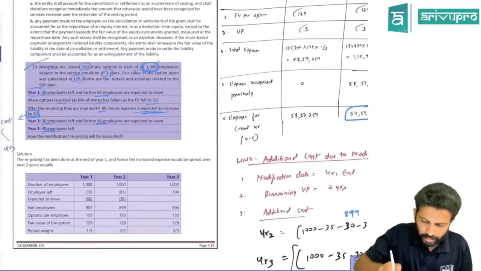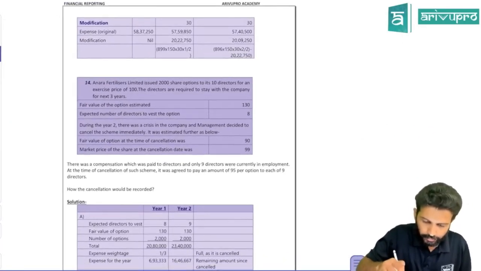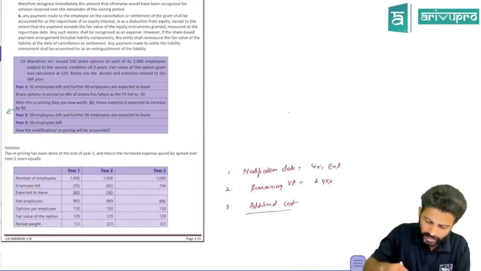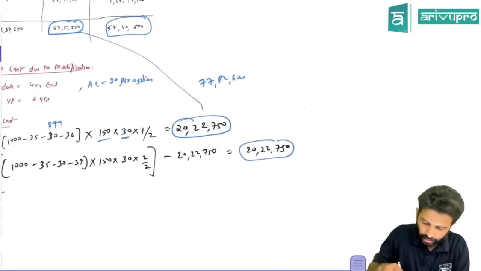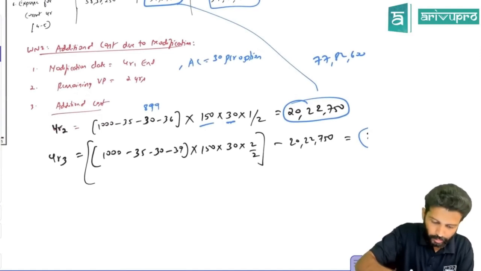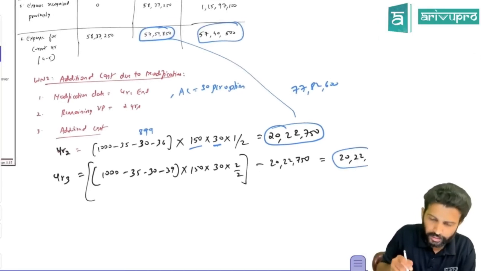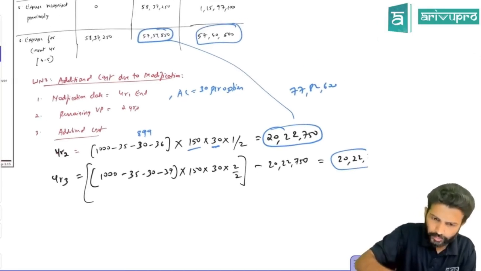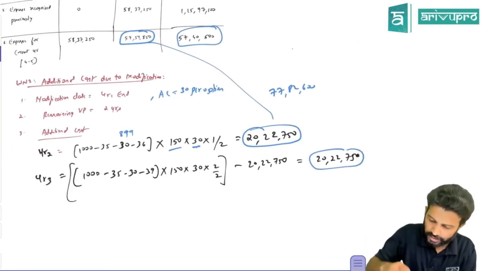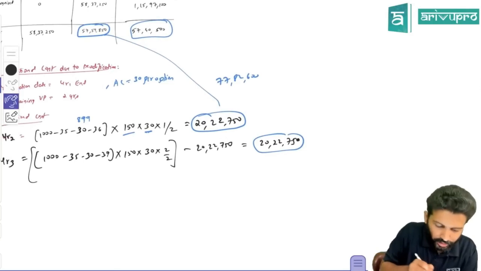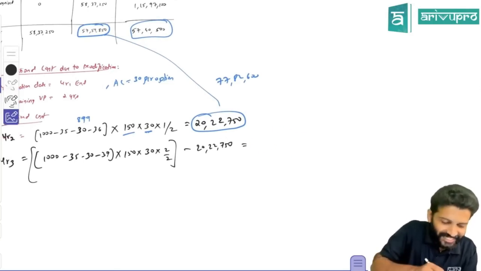I think, one second. Here I think I've written a wrong number. Let me just check. 1000 minus 35 minus 30 minus 39, into 150, into 30. You're going to get 40 lakh minus 20,22,750. This number is wrong, that's what I was just checking.